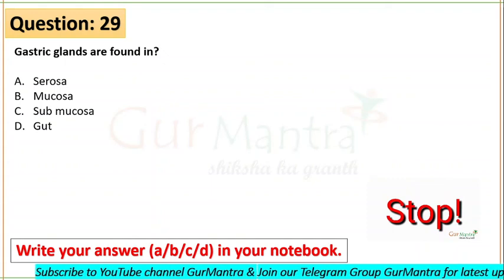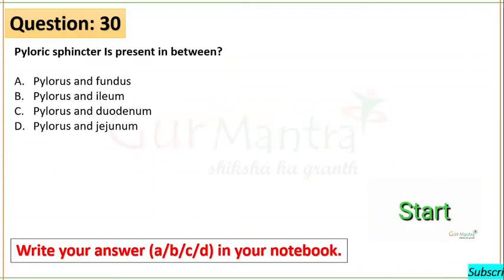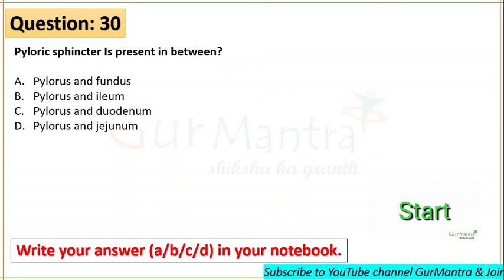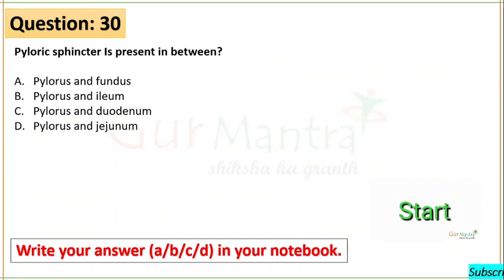Gastric glands are found in the mucosa. B is your right option. Next question on your screens. This is also a very easy question. I know you are going to answer this question. If you're not answering, then you really need to clear your digestive system topic.